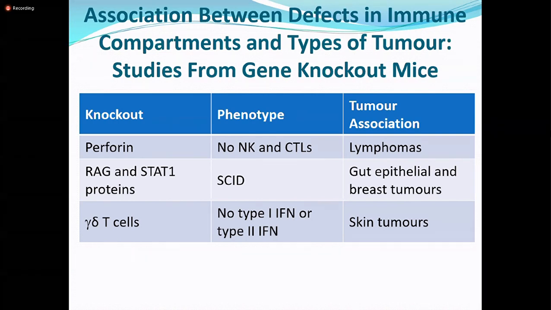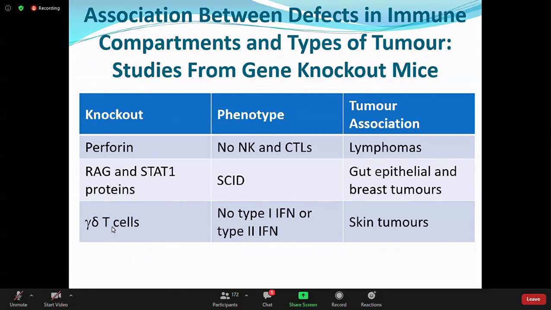unregulated growth. And then this other subset of T cells, gamma delta T cells, if we knock that out, we find that these cells are an important source of the type 1, type 2 interferons, and these mice develop skin tumors. So again, these gamma delta T cells play a role in immune surveillance within the epithelial tissue of the skin.